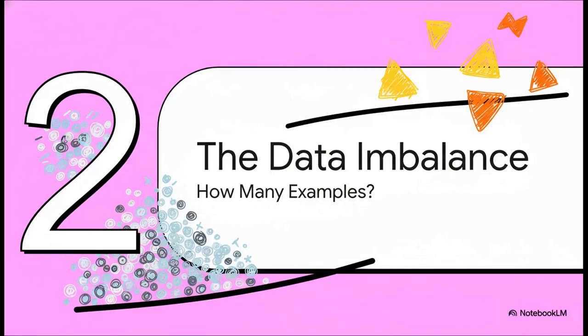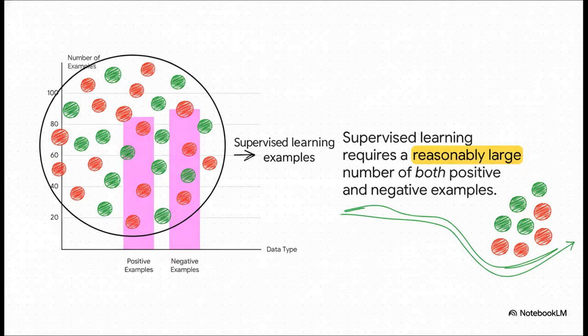Okay, question number one. It's all about the numbers. It's about the balance, or more likely, the imbalance, between the normal stuff and the weird stuff in your dataset. Think about a standard supervised learning algorithm, something like logistic regression. It's hungry for data. It needs a good, healthy chunk of both positive examples, the anomalies you're hunting for, and negative examples, the normal stuff. That's how it learns to draw a clear line between the two.